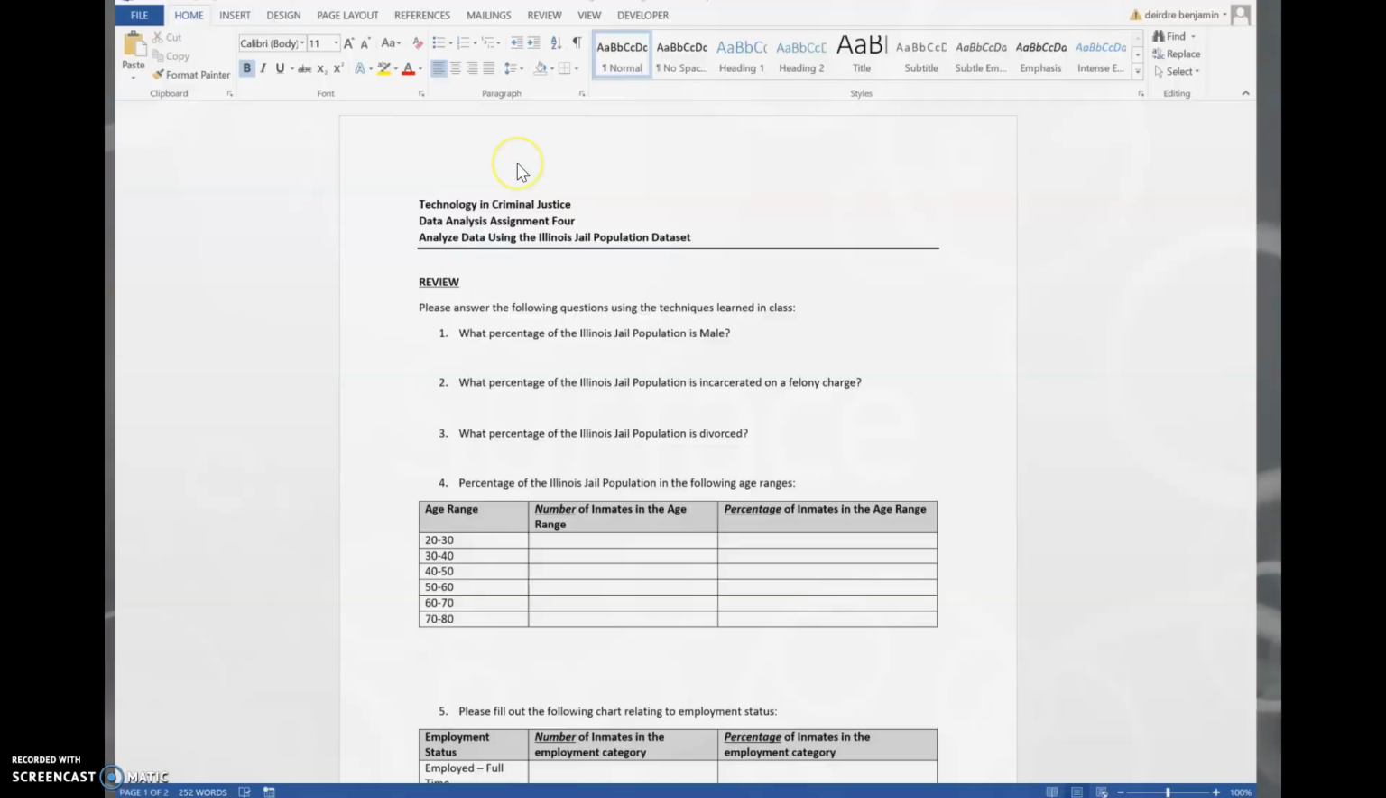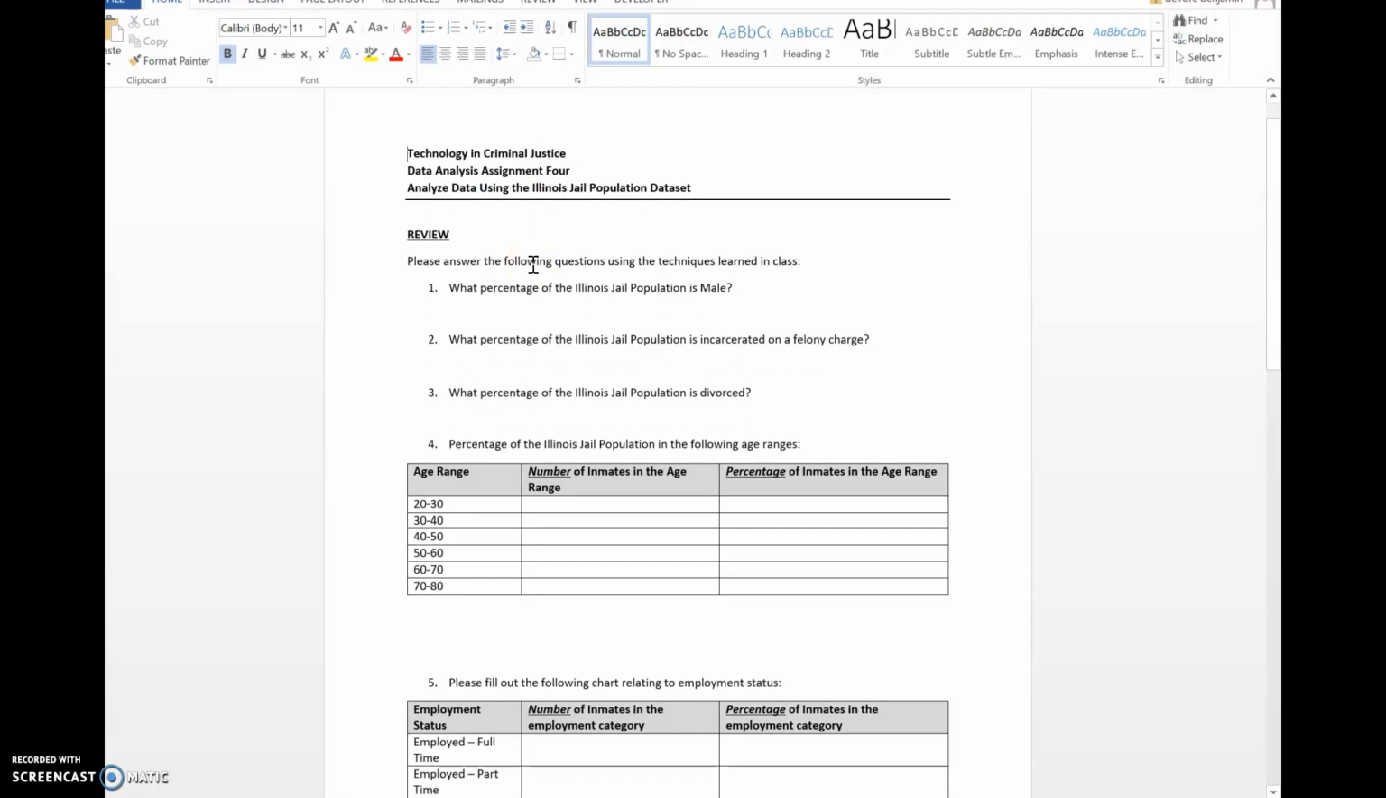Here is the Word document. I've downloaded that document here. In review, what percentage of Illinois jail population is male? So you'll use COUNTIF for that. Then you need to look at the overall total in the jail population data set. Remember, you need to subtract 1 for that header row. And then you will, of course, divide the two and find the percentage.